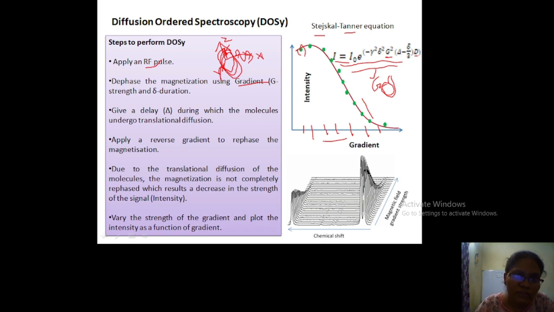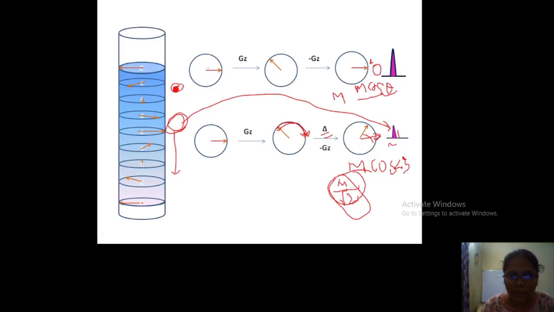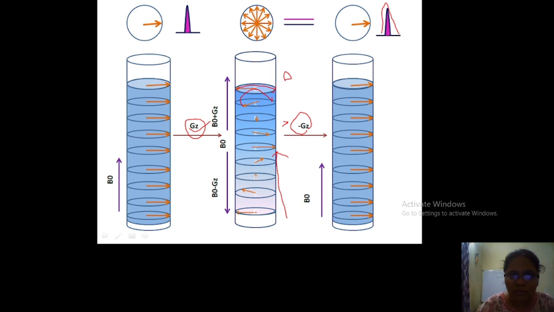In the first step, we applied an RF pulse and tilted the magnetization vector. So the magnetization vector started precessing in the presence of B naught. In the next step, you have applied a gradient strength or field gradient pulse for the duration of small delta. Now this magnetization vector got dephased in the xy plane like this.